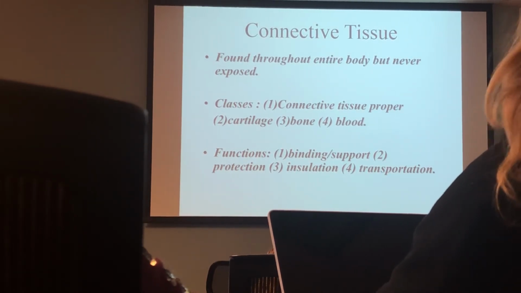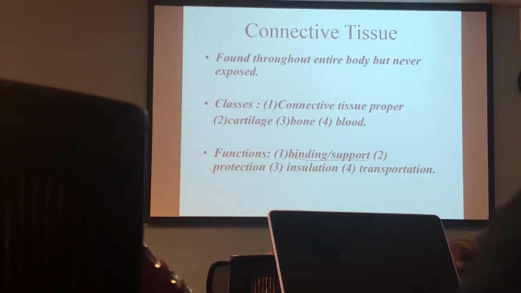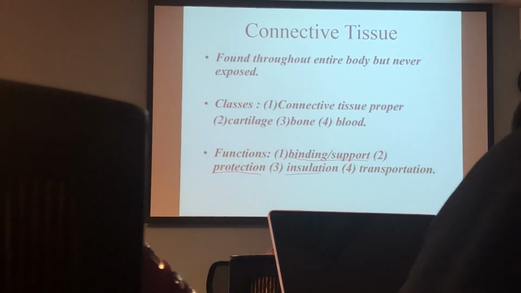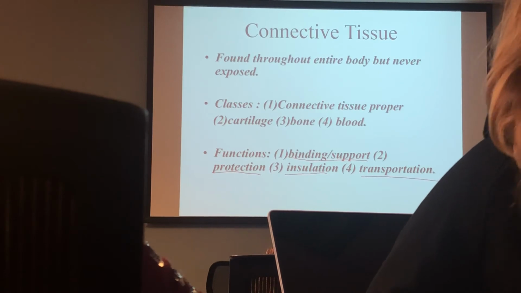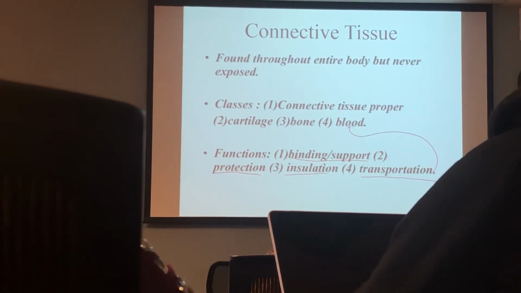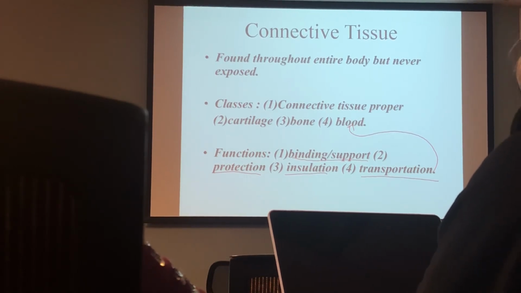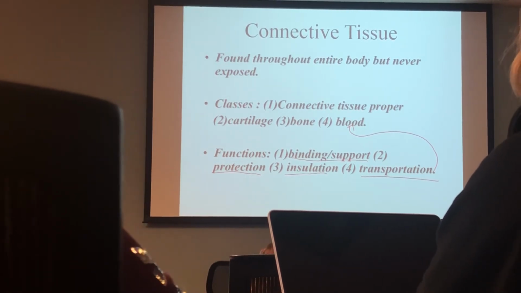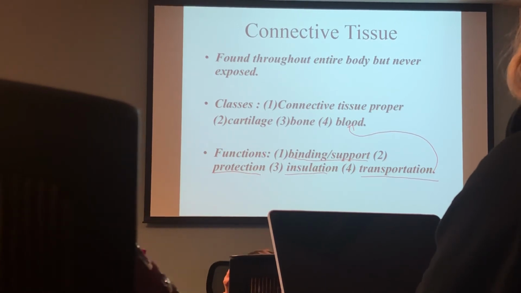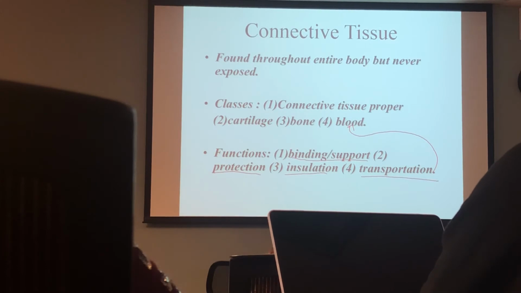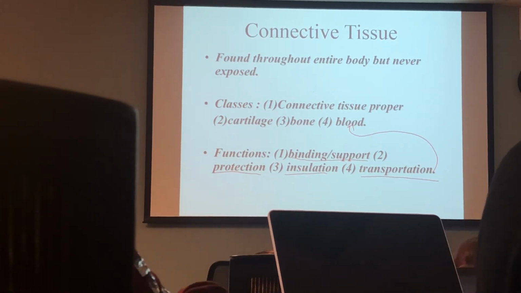All right, so you have your basic functions, right, of CT. So you have binding and support, right? You have protection, you have insulation, and also transportation. Think in terms of what? Blood, right? Blood is a vehicle, right? It transports stuff. Transports what? Nutrients. Transport what? Gases. Folks, does blood flow into your brain? Sure as heck better. Otherwise, if you don't have blood going to your brain, what's the end result to that? What do you call that?